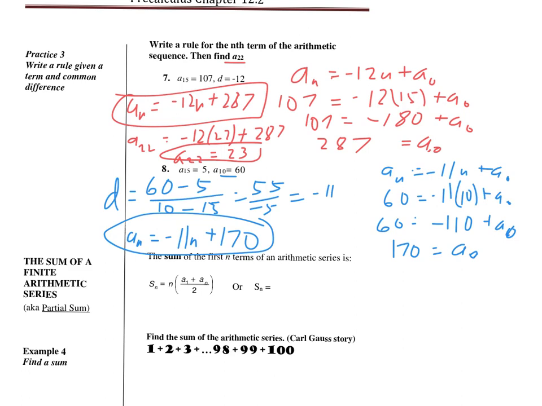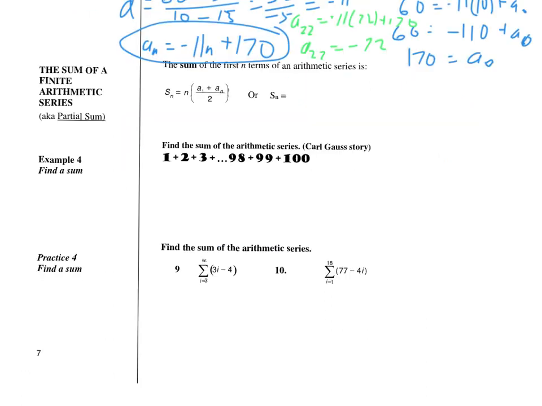And then a sub 22. If we want a sub 22, we're just going to do negative 11 times 22 plus 170. So that's going to be negative 72. All right, now we're going to work on the sum of an arithmetic series, aka the partial sum.